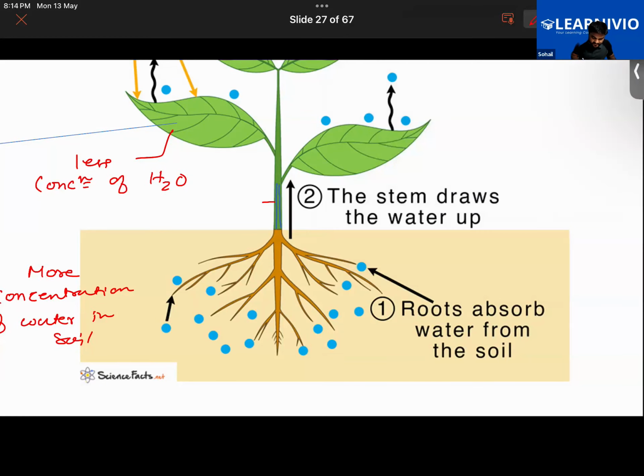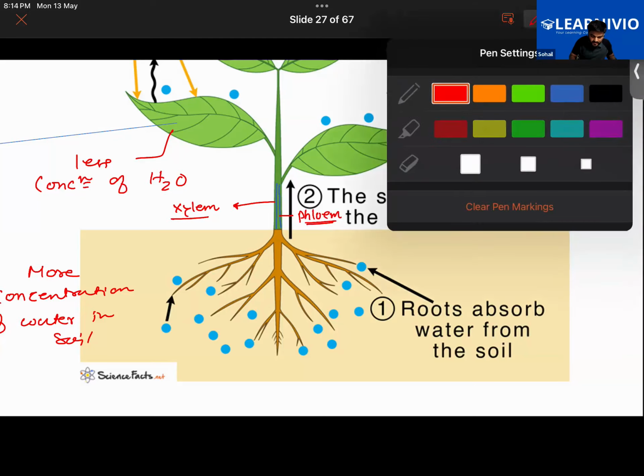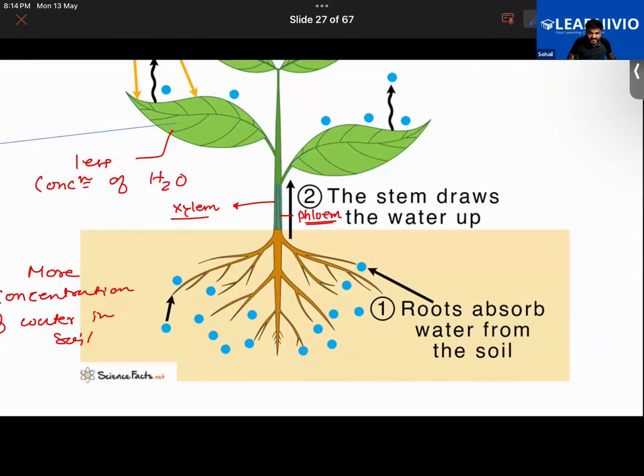Have you guys heard of this before in your class? No, sir. Sir, in my sixth class syllabus, there was a question: why is the stem called a two-way traffic? Yeah, exactly. I was about to discuss that. We'll be discussing that also, but just let me clear this thing out.